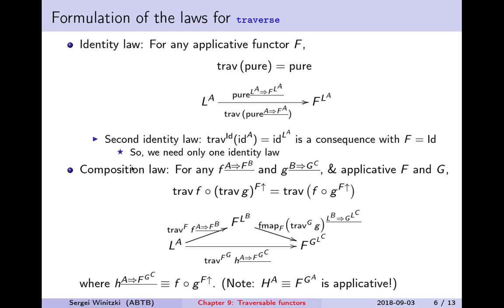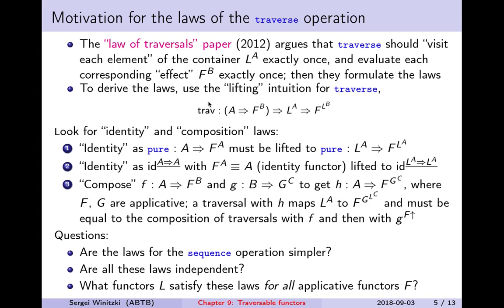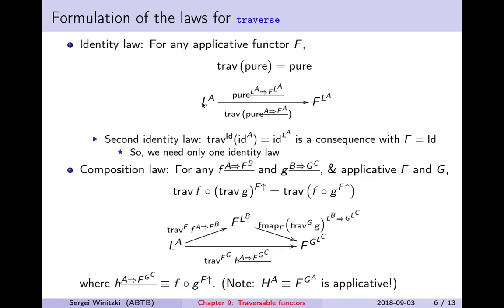So let's look at the first identity law. So the traverse of pure needs to be pure. So that's the first law. Let's look at the type diagram for this. So we start from LA. We map it with traverse of pure, and it should be the same value of type f of LA.